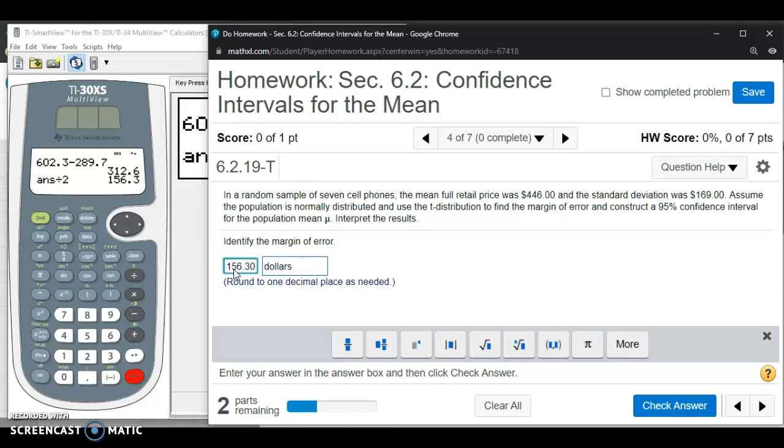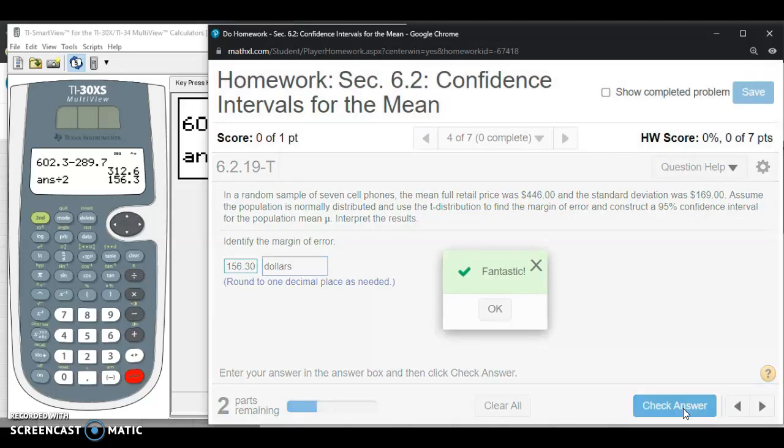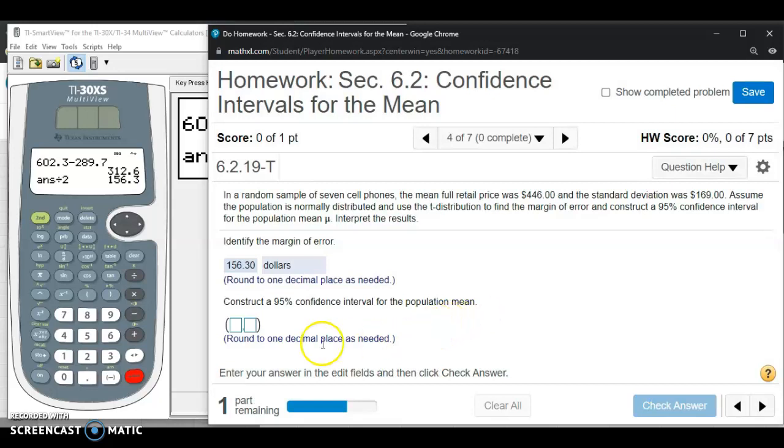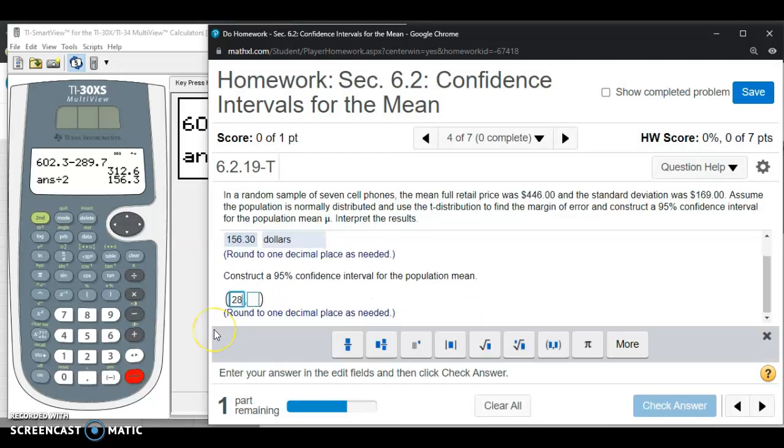Okay, and that goes in the answer box there. All right, and the units of our answer are the same as the units for the sample mean and the standard deviation. Okay, so then it wants the actual confidence interval. The lower limit was 289.7, so $289.70. And then the upper limit was $602.30.